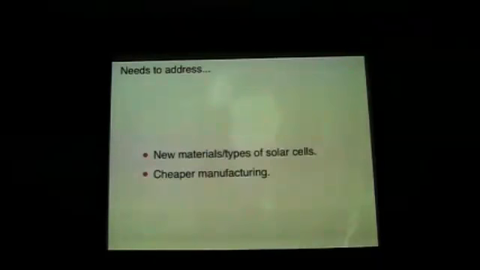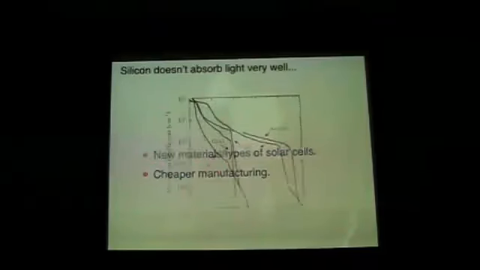So there are two things that we need to address in solar cells. The first of those is new materials or new types of solar cells. And then the second is just cheaper manufacturing. So how we can make them cheaper instead of using cheaper materials. Now the first question you should hopefully be asking is why we need new materials? What's wrong with silicon? Turns out there are two things that are wrong with silicon.